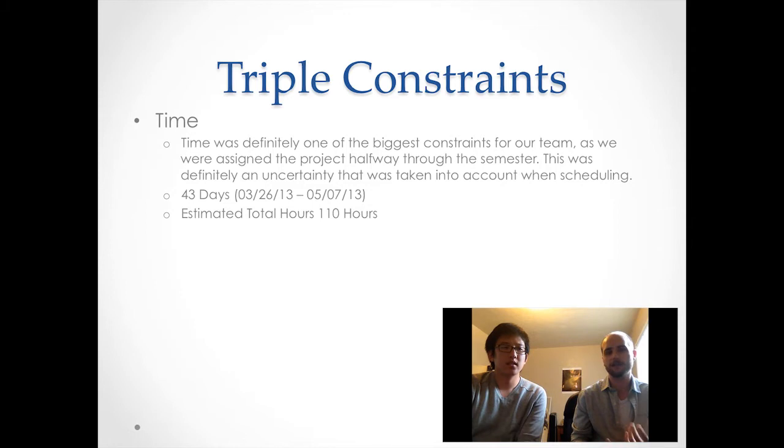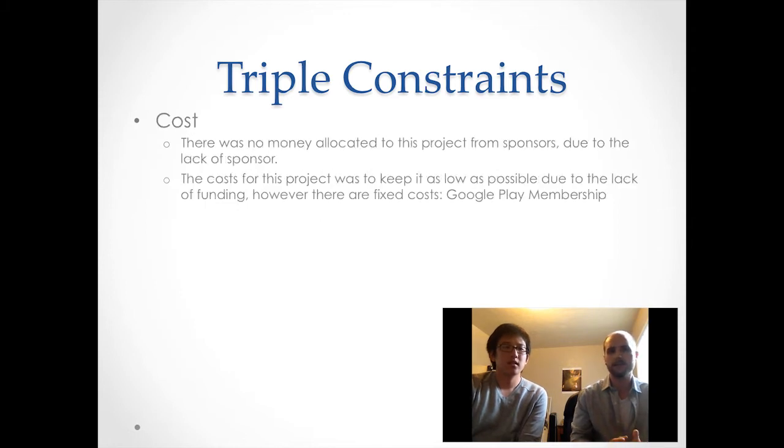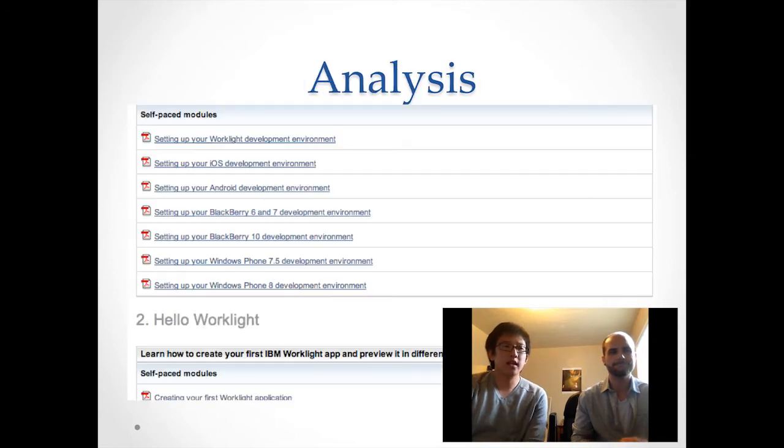Lastly, the third constraint is cost. There really wasn't any allocated money for this project since we didn't really have a sponsor. There was very little cost associated with this project. The only thing that comes to mind is paying the developer's fee. That was about $25.